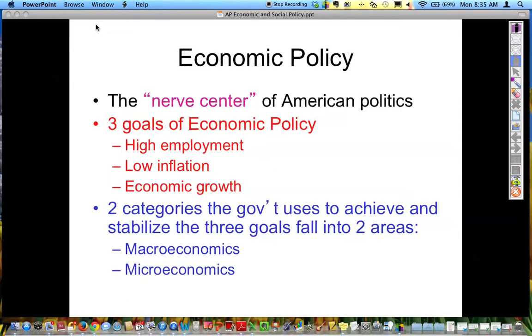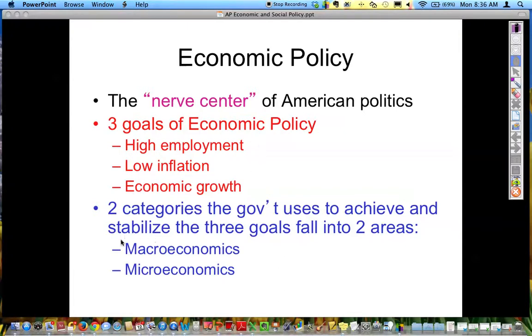Anytime you see economic policy, it really focuses on these major things. It is called the nerve center of American politics because the economy sets the tone for the nation. If things are going good, more than likely in the economy, presidents will get elected. If things are going bad, they blame the president or Congress and they want to get them out. Three goals: you want high employment, low inflation, which means the value of the dollar will hold, and economic growth.